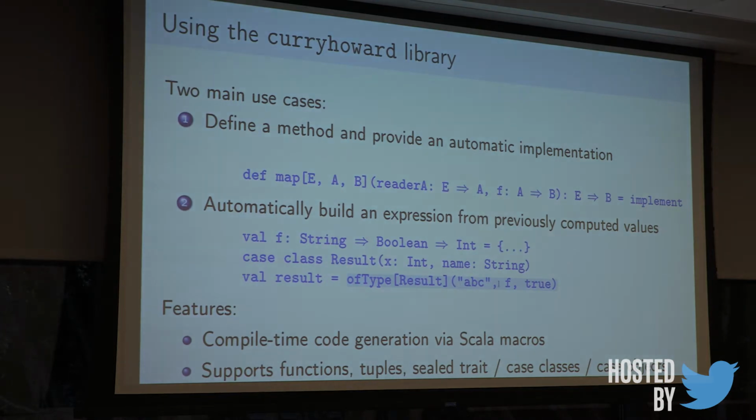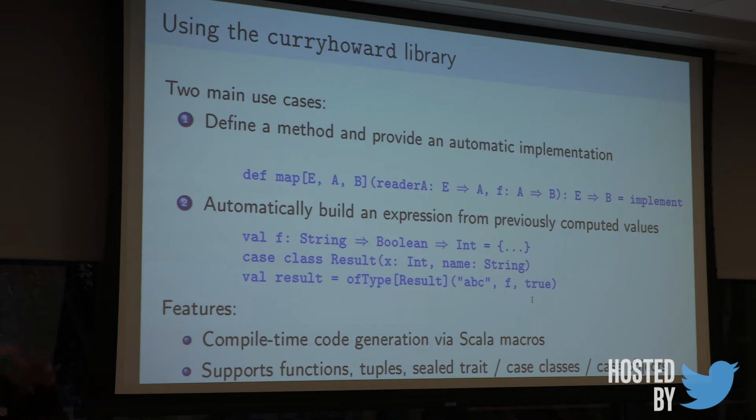So all you need to do is you put f applied to this ABC and to true. You get an int. You put this int here, and then you put the ABC here. And then you construct the case class. And that is, again, derivable from types. And so that's kind of an expression-oriented API that you can also use.